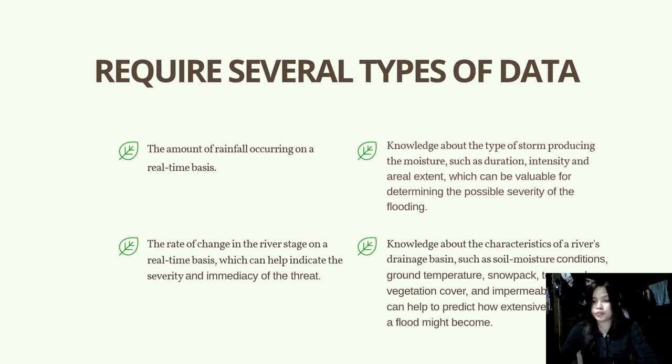So, the third one is the knowledge about the type of storm producing the moisture, such as duration, intensity, and aerial extent, which can be valuable for determining the possible severity of the flooding.